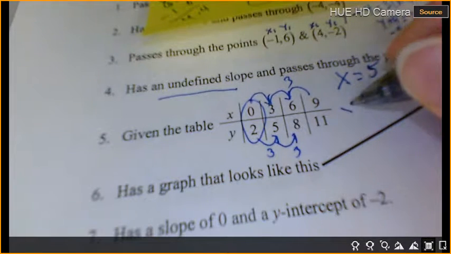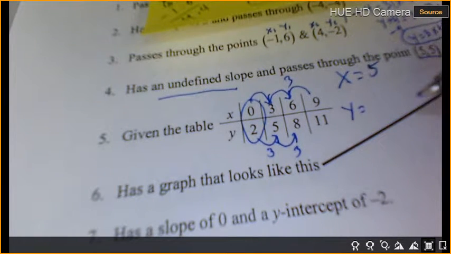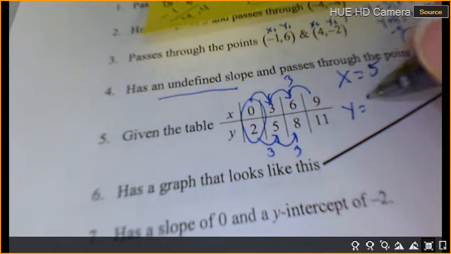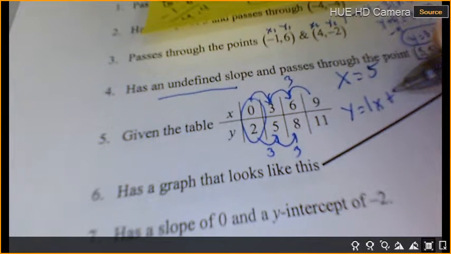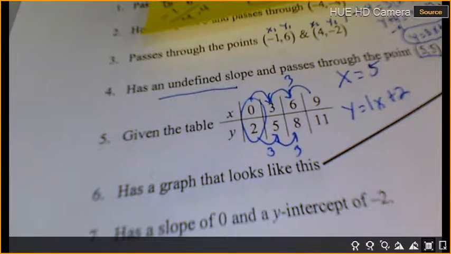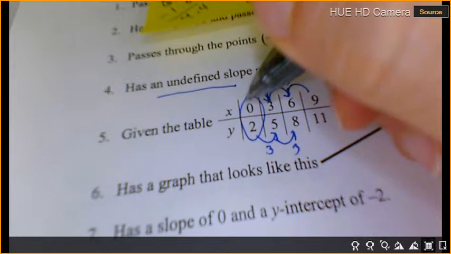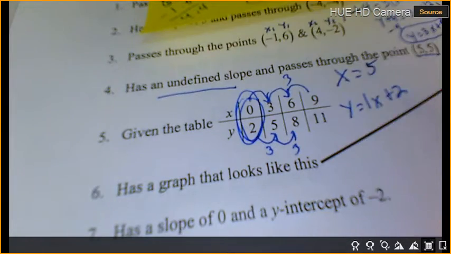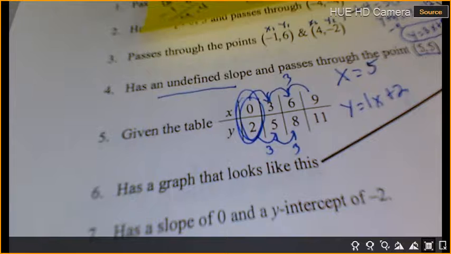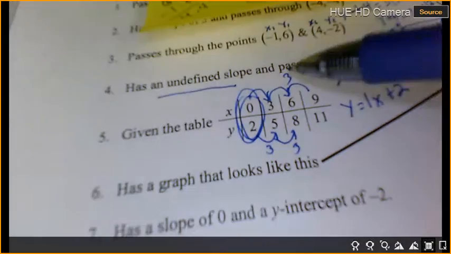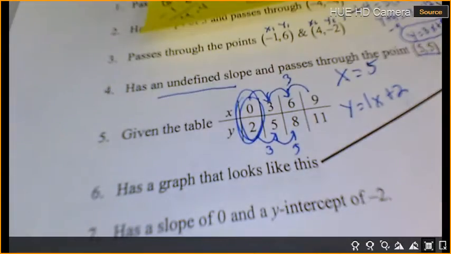So this is y equals 3 over 3. What's 3 over 3, guys? 1x plus 2. Because that's my y-intercept. When x equals... It's always which one? X equals 0. 3 over 3. See how this is up 3 and this is over 3?